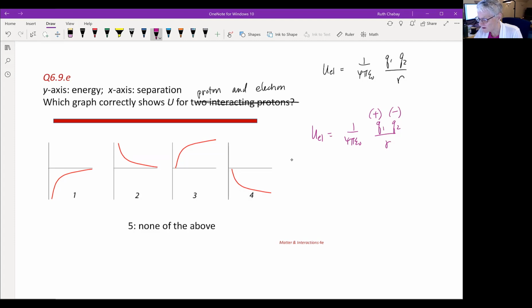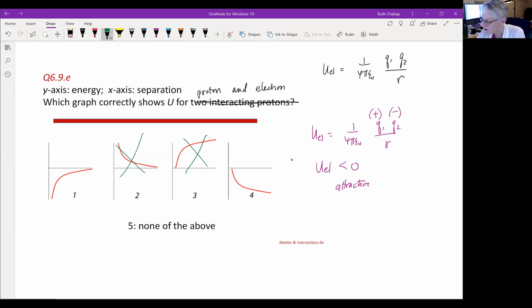Okay, the sign is going to be negative. And this is an attractive force. So the sign is going to be always negative. So that means we can rule out anything that's positive, because that's just not happening.